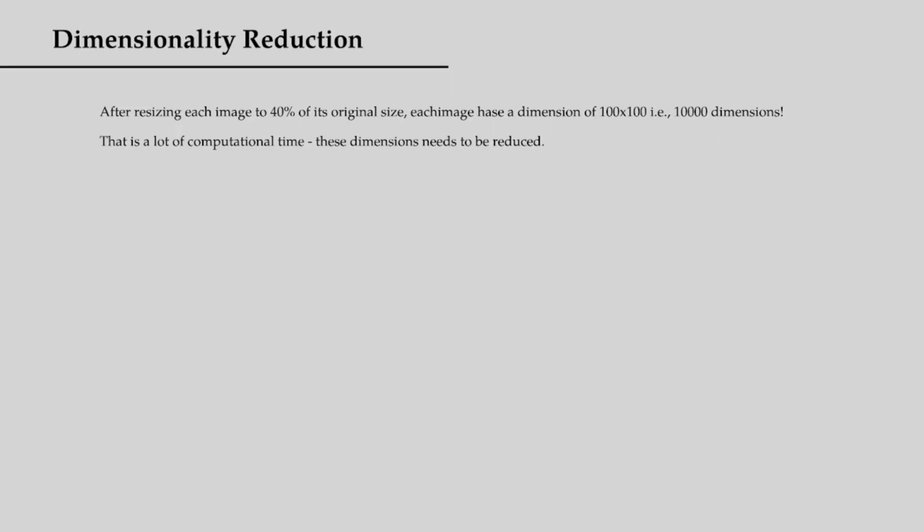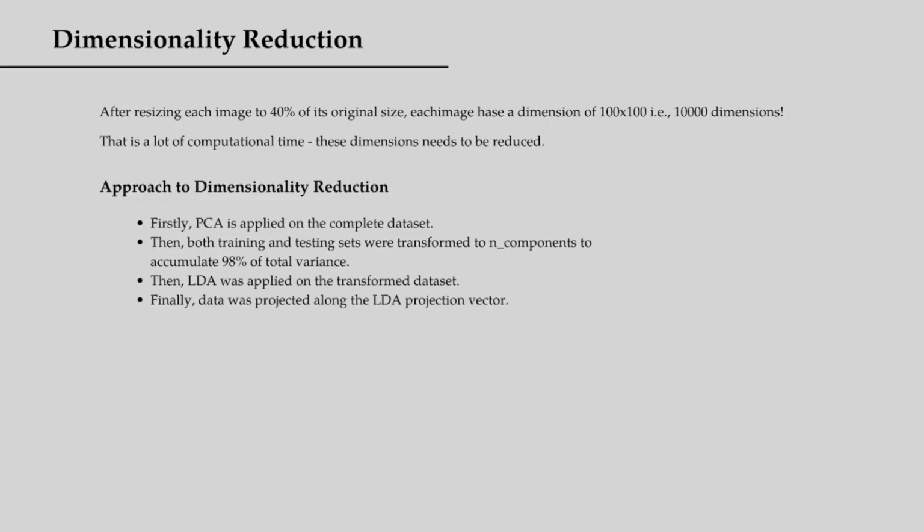To reduce dimensions, we firstly applied PCA, Principal Component Analysis, on the complete dataset, and then we took only those principal components that lead to a cumulative variance of 98%, and then transformed the dataset according to the trained PCA model. On the transformed dataset, we applied LDA, that is linear discriminant analysis. And finally, the dataset was projected. The data transformed by PCA was projected along the LDA projection vector.